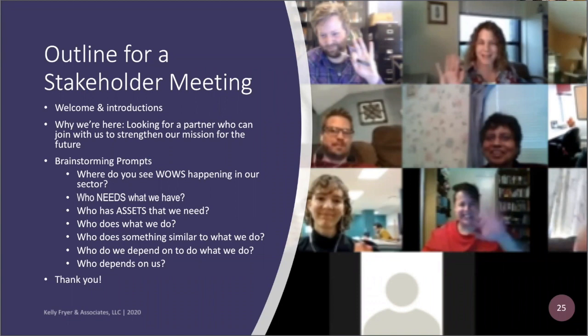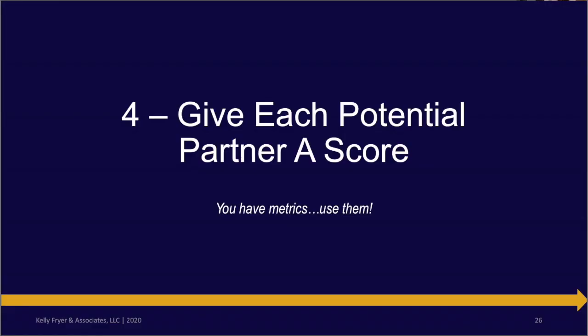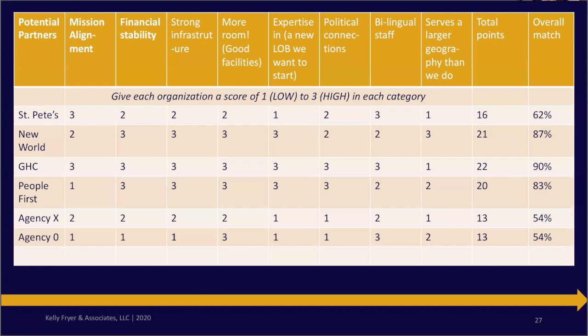Once you've got this list of potential partners, you're going to want to give each of them a score. You have metrics, you've created them for your organization, so use them. Here's what it looks like. You've got all of your metrics, identify the things that you want to see in a partner. You list all the potential partners in a column. And then just go metric by metric by metric and give each of these organizations a score from 1 to 3. 1 is low, 3 is really high. Give each of these organizations a score in each category.